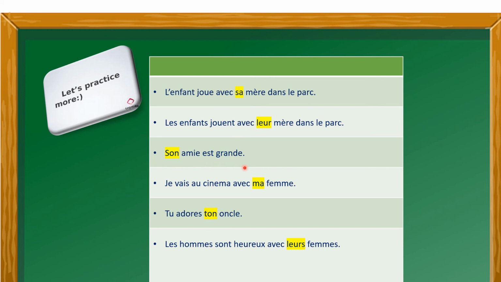Son ami est grand. His feminine friend is tall. Je vais au cinéma avec ma femme. I'm going to the cinema with my wife. Wife is feminine, that's why ma. Tu adores ton école. You love your school. Les hommes sont heureux avec leurs femmes. The men are happy with their ladies or their wives.